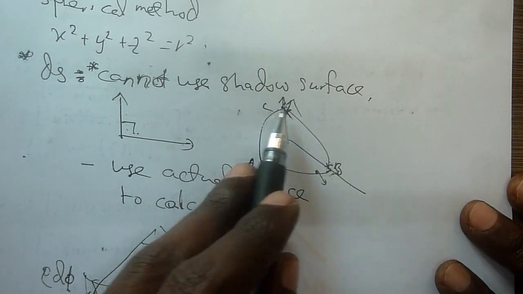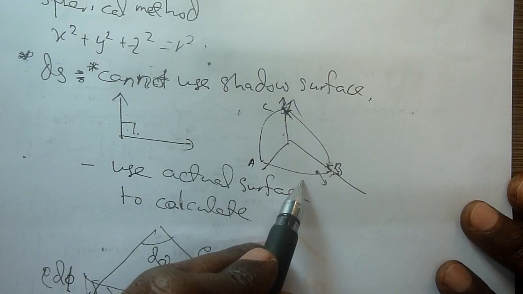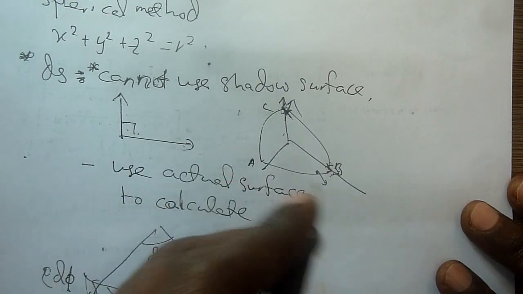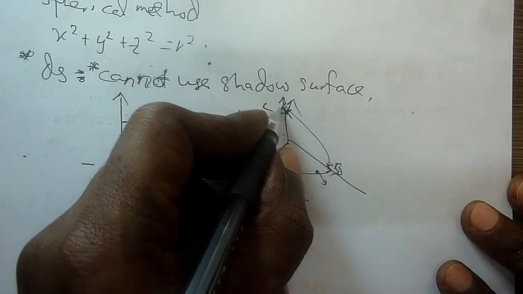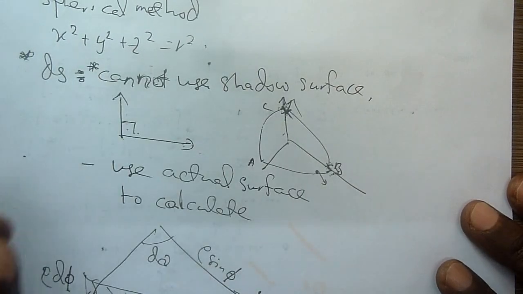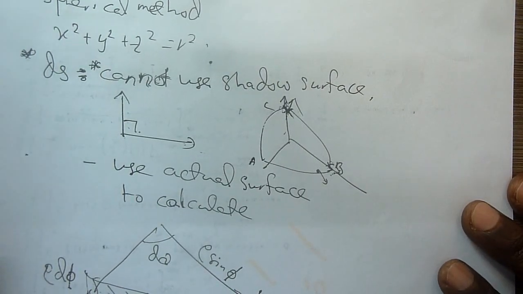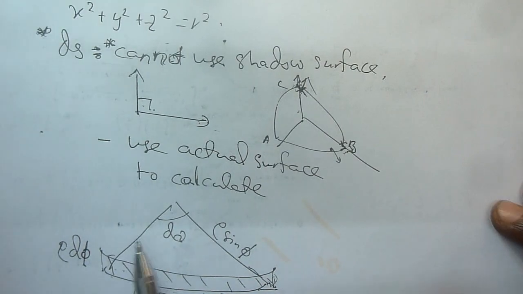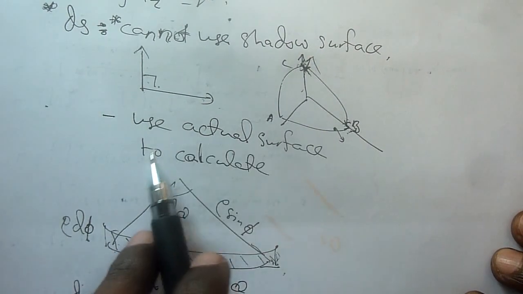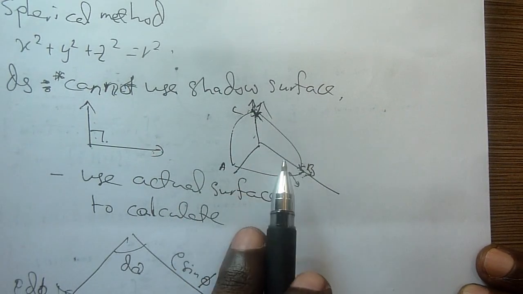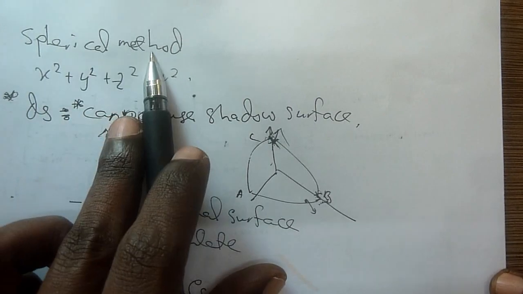We cannot use the shadow. What is the reason? Because it's 90 degrees. At this point and to the end point, it will definitely be 90 degrees. Therefore, you will get 0. If you total up the gradient, you will get 0 if you use a shadow. Therefore, it's impossible to use a shadow. We need to use the actual surface to calculate the smooth surface of the spherical method.